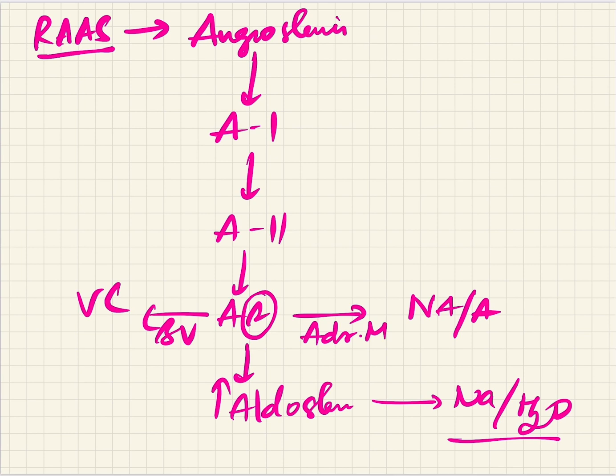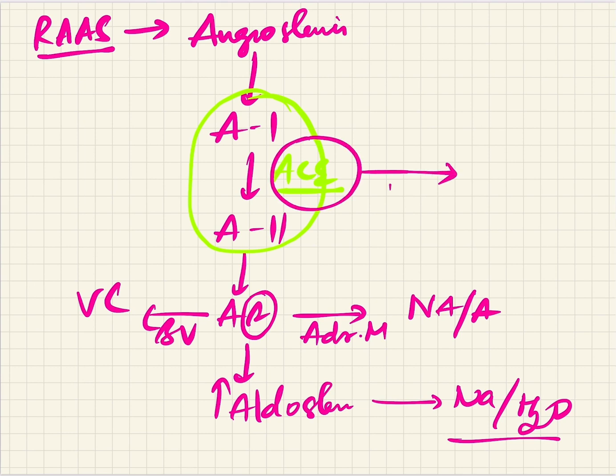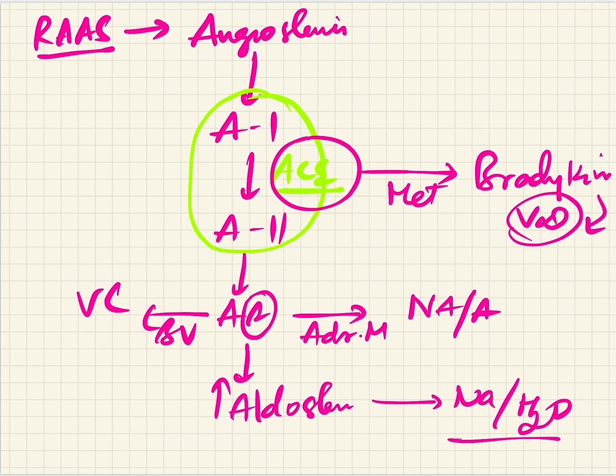In all these steps, the conversion of angiotensin 1 to angiotensin 2 requires an enzyme called ACE, angiotensin converting enzyme, that is present at the level of the lungs. And remember, this enzyme is also required for the metabolism of bradykinin, which is a potent vasodilator. So be sure of these 2 points. ACE is required for conversion of angiotensin 1 to angiotensin 2 and is also required for the metabolism of bradykinin.